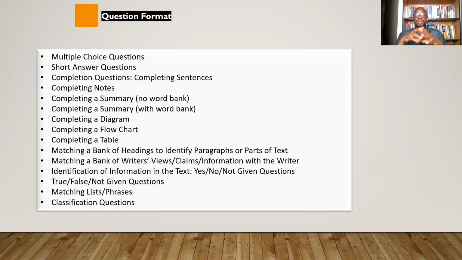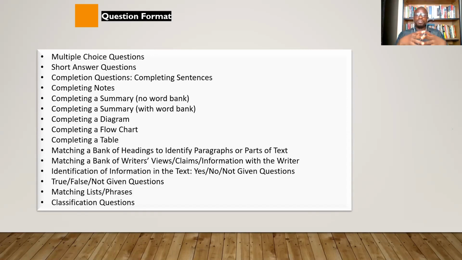The important thing for you is to be able to practice enough questions before the exam. You need to practice a lot of questions because that in itself will build your confidence before the day of the exam. So practicing questions is good.